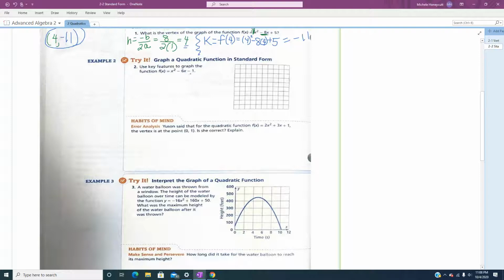The other thing I can look at is I can see that c is negative 1. So right away that tells me that my y-intercept is at 0, negative 1. So I'm actually going to go ahead, no, because I don't know where my vertex is. Let me wait a minute. Okay, now let's find the vertex.